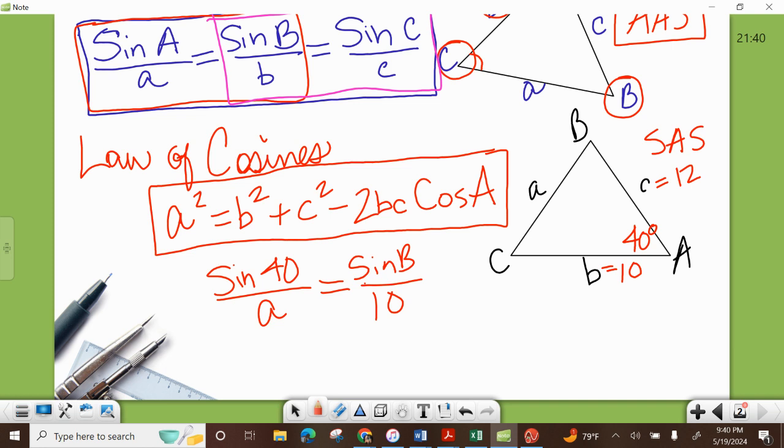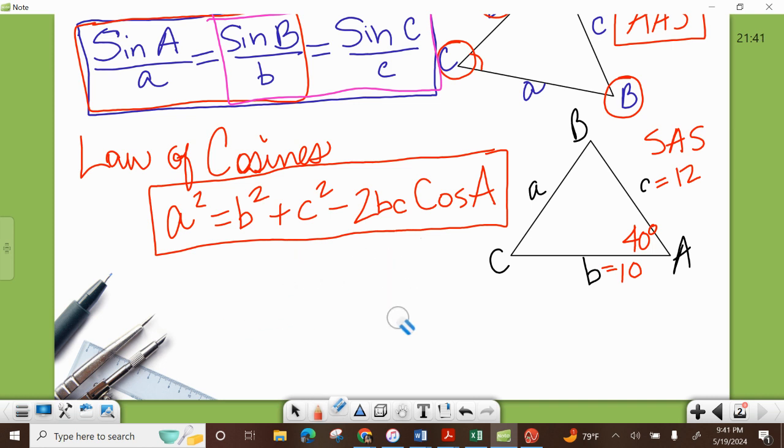The same problem is going to happen if I try to use C. What if I change that to sine C? I don't know A and I don't know sine C. So I can't use law of sines here. When the angle's included between the two sides, you cannot use law of sines. That is why we have the two different formulas and you have to use the law of cosines. So let's use the law of cosines to solve this one.